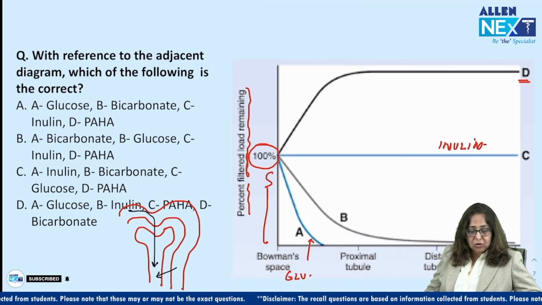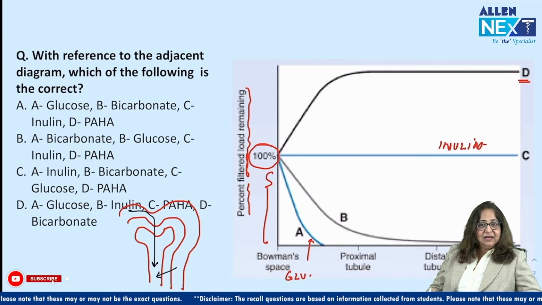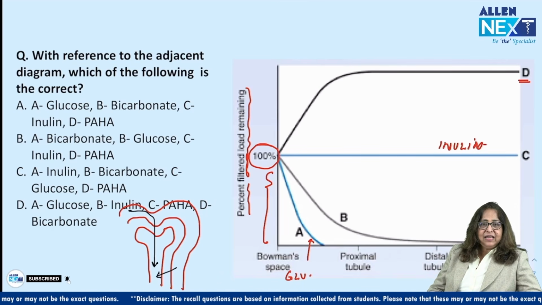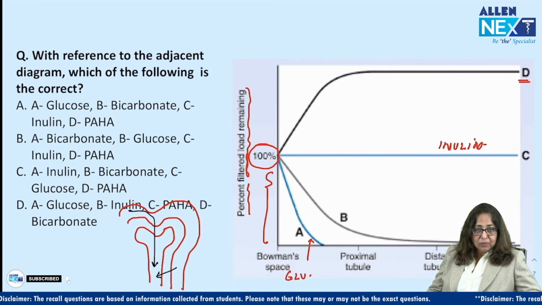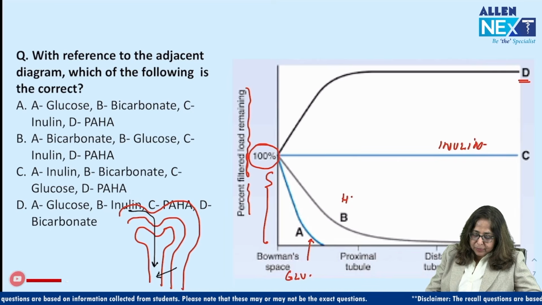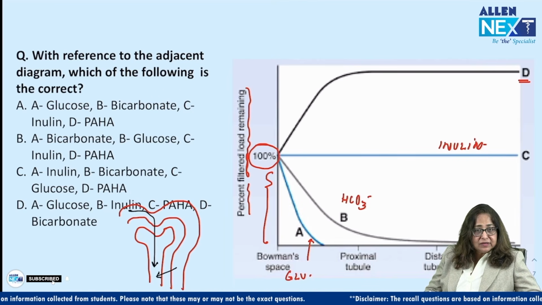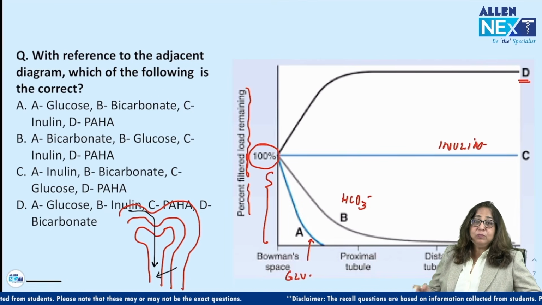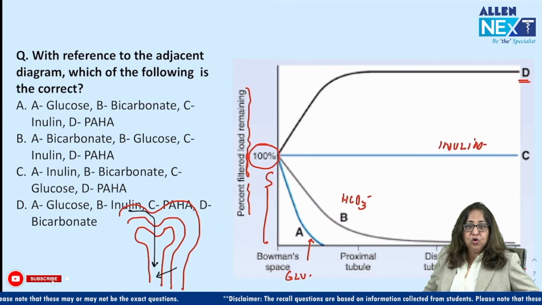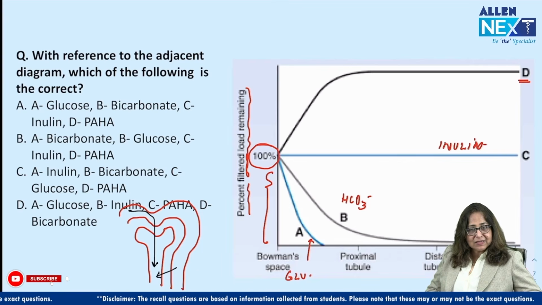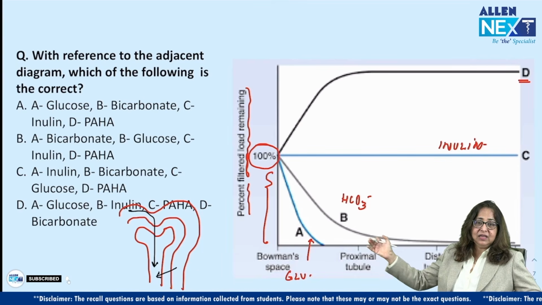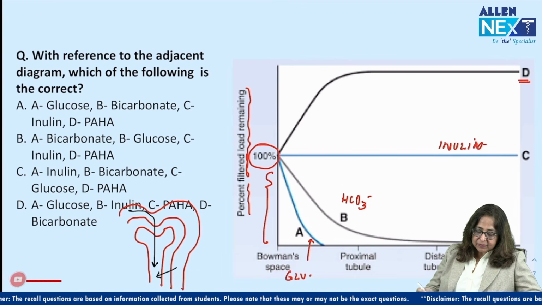The majority of it is reabsorbed in the PCT, then in the distal tubule, and finally almost 100% is reabsorbed. And this is bicarbonate. Bicarbonate is freely filtered and completely reabsorbed if bicarbonate levels are normal. Most of the reabsorption of bicarbonate takes place in the PCT, but also in the distal tubule.